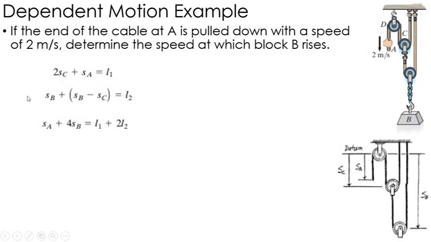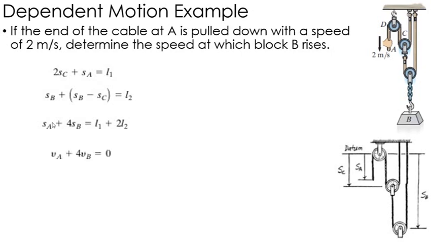So I'm going to take the bottom times 2. That leaves me 4SB, right? Because I take 2 times SB and 2 times SB here. So I get 4SB, plus the SA equals L1 plus 2L2, which is what I have here. So now I have a relationship between the position of A and the position of B.